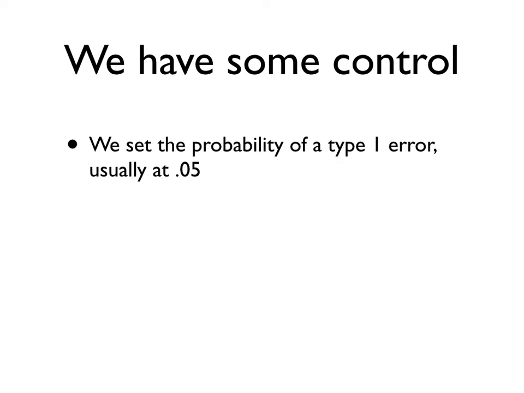So we do have some control. We set the probability of the type 1 error. We say we want the chance of this happening to be small, and we usually make it 5%, 0.05. So remember that distribution I had, that could it all come from here? We do something to that effect. We just convert it all into Z scores or T scores or F scores. And then we know, because that's a standardized distribution of some sort, that we just set.